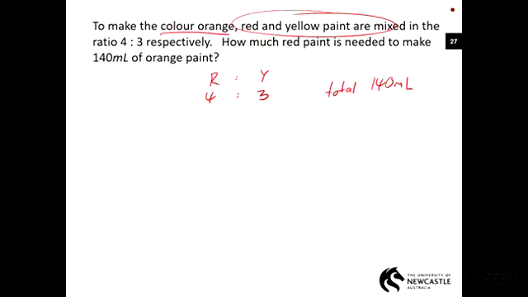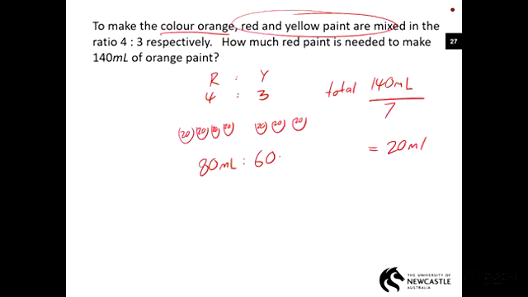There's 140 mils total we want. Out of 4 parts of red and 3 parts of yellow, I want it to make up to 140 mils. How many parts have I got? 7. 4 plus 3, there's 7 parts. Sure, 4 of them are red and 3 of them are yellow, but there's 7 parts. 140 mils divided by 7 is 20 mils. So every little part that I used of that 140 mils was 20. So 4 lots of 20, that's 80 mils of the red stuff. 3 lots of 20, that's 60 mils of the yellow stuff.